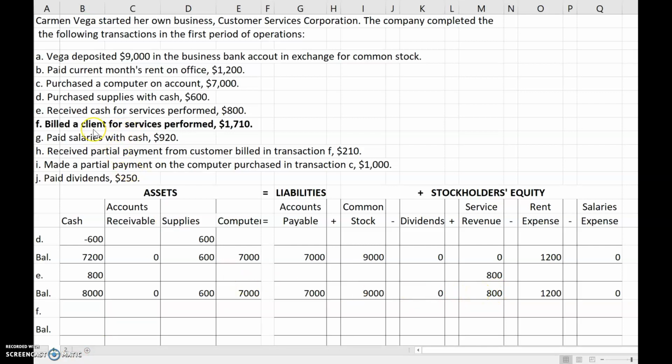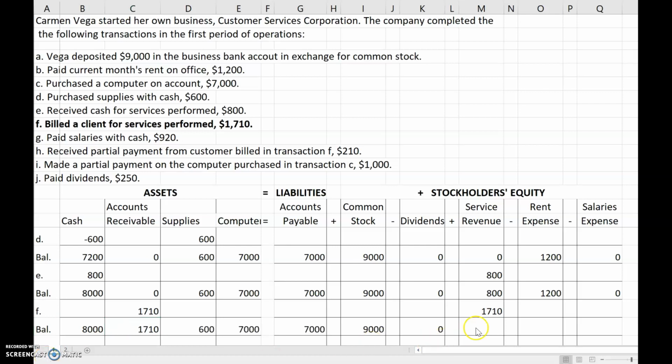On to transaction F. We billed a client for services performed. So again, we perform services. So we're going to put 1710 under service revenue. But we didn't get the cash for it. Our customer owes us. So when our customer owes us, when we bill them, we put 1710 under accounts receivable. So now we bring down our 8,000 in cash. Now we've got 1710 in accounts receivable.